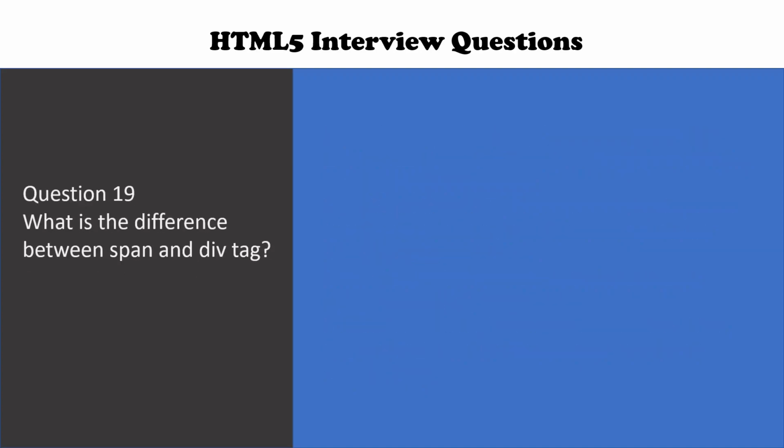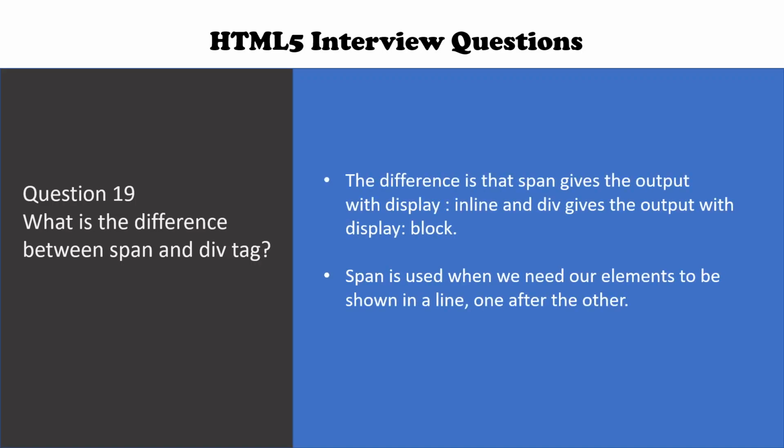Question number 19. What is the difference between span and div tag? The difference is that span gives the output with display inline and div gives the output with display block. Span is used when we need our elements to be shown in a line, one after the other.